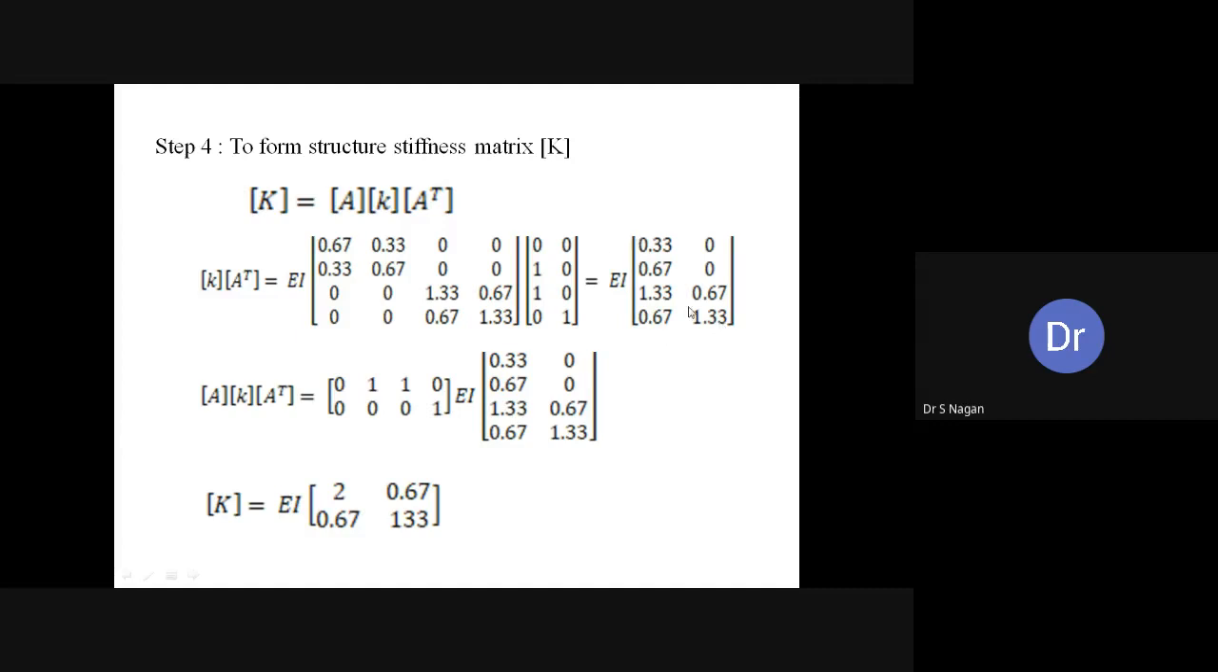So we will be getting A into this. That needs to be pre-multiplied by A. So 0, 1, 1, 0, 0, 0, 1, EA. So EA can be taken out here. Now again, row by column.